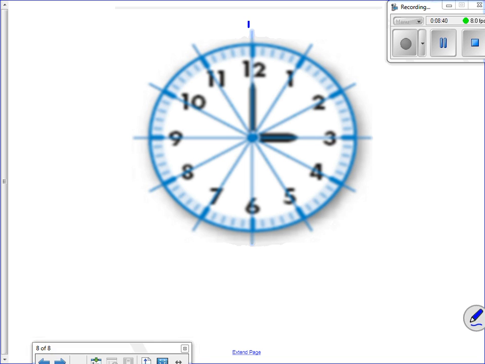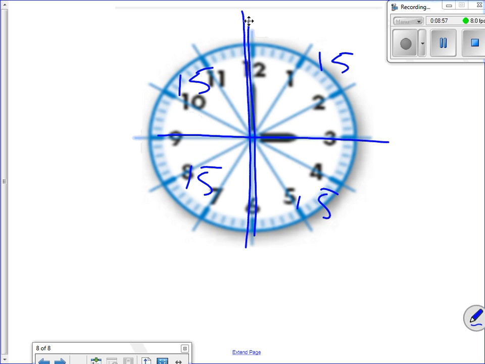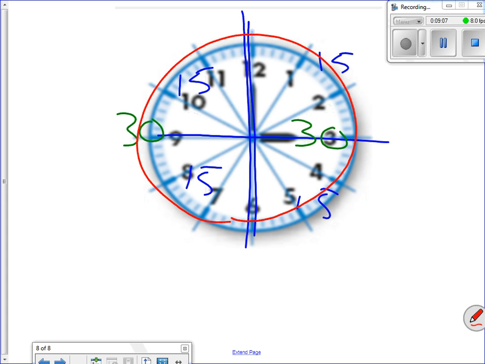If I'm dealing with the clock, imagine it as a circle. That's half. If we have it in four, okay? From 12 to 3, this is 15 minutes, 15 minutes, 15 minutes, 15 minutes. So obviously half would be 30 minutes, okay? So that's a 30 and a 30. 1 whole, so this entire clock would be 60.